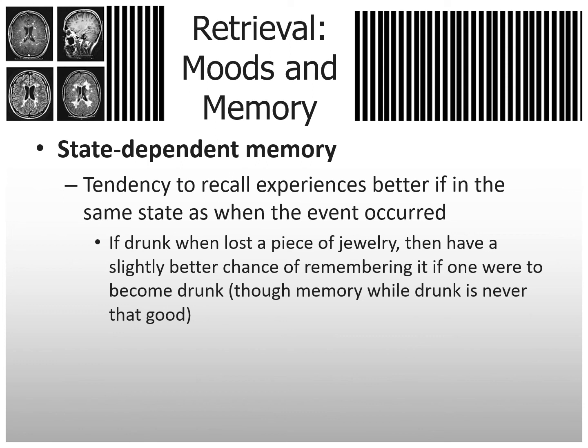State-dependent memory, the tendency to recall experiences better if in the same state as when the event occurred. So we're talking about state of mind. An example of this could be, if you're drunk and you lost a piece of jewelry, you have a slightly better chance of remembering it if you were to become drunk again. Though memory while drunk is never that good. But that's what we're talking about, if you're in the same state of mind, it could trigger those same memories. Now, obviously, I'm not telling you to go do any of these illegal things, but that's just what we're talking about. So that same state of mind.